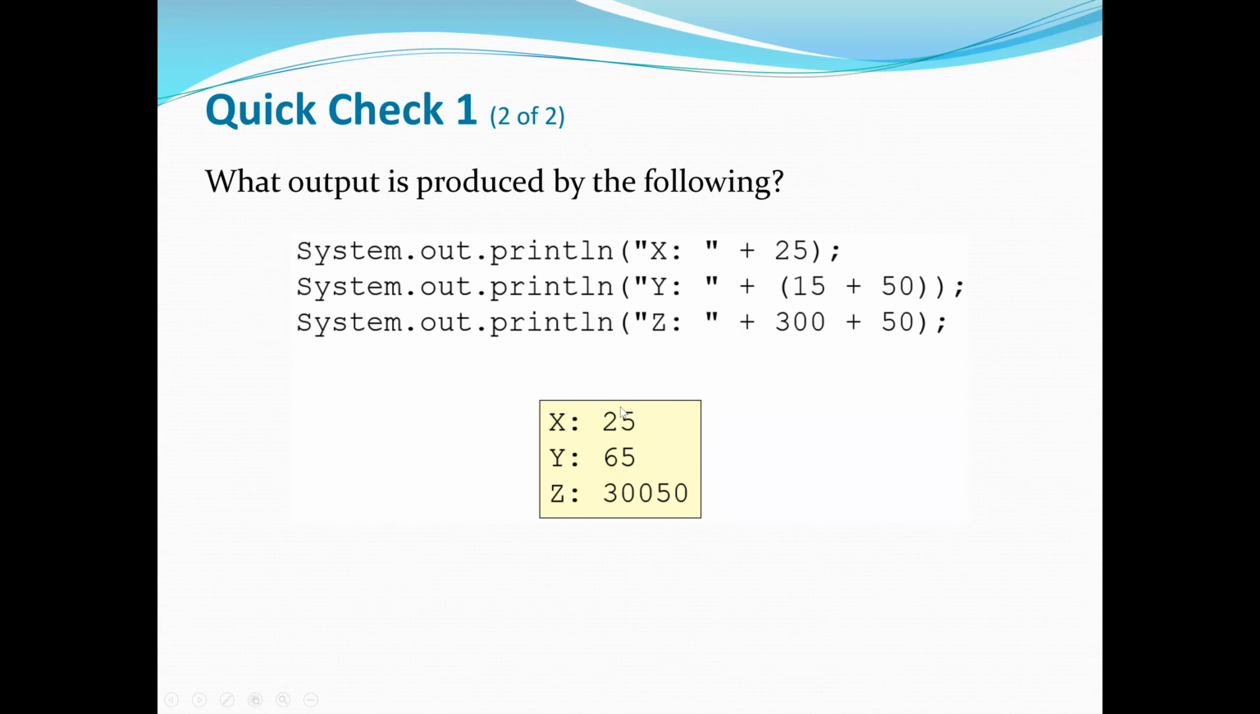So first, X is 25, Y is 65. Why? Because we have a parenthesis, so we have to do the addition first. 15 plus 50 is 65. When there's no parenthesis, then the operators will perform from left to right. So in case of Z, we join to 300, then we join to 50. So we should know the difference between when we have a parenthesis and when we don't have a parenthesis. Parenthesis execution takes place first. So this is plus, there's a value on the left side, there's a value on the right side. Both operands are values.